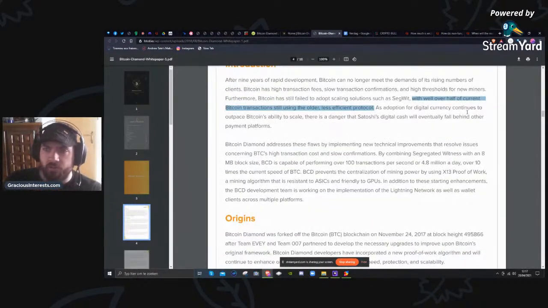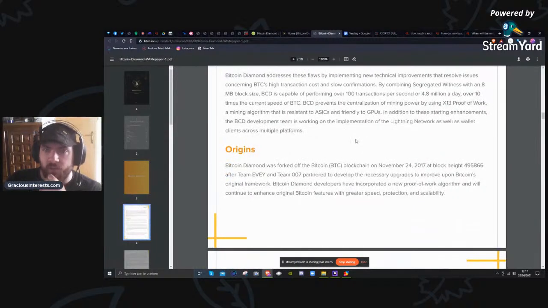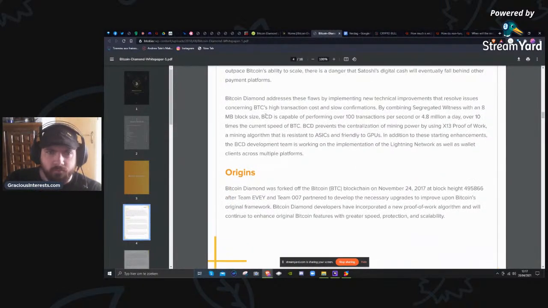The adoption for digital currencies continues to outpace Bitcoin's abilities to scale. There's a danger that Satoshi's digital cash will eventually fall behind other payment platforms, whatever. Weakness or nah. Even 8, so block size would be 8 megabytes, on transactions per second, or 4.8 million a day. Okay, 10 times current speed of BTC.